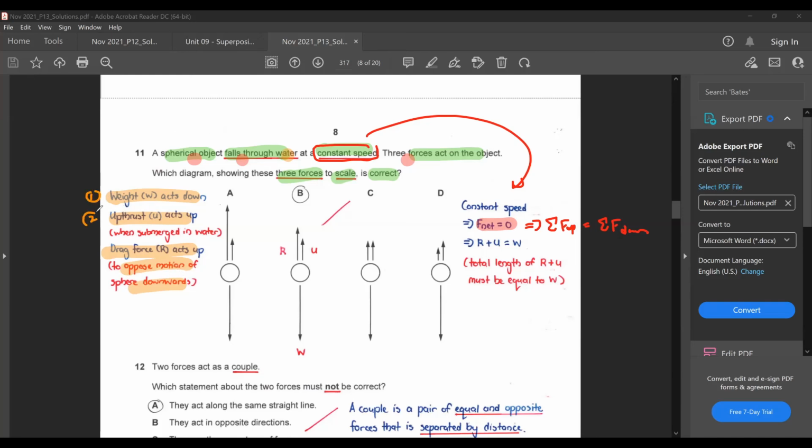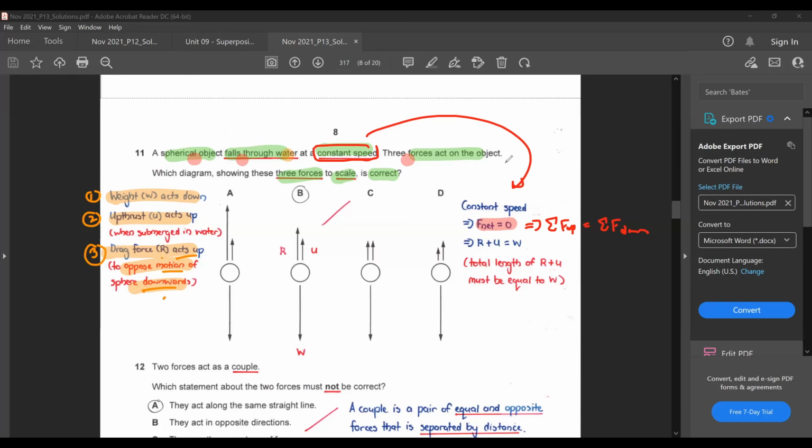1, 2, 3. So drag force opposes motion of your sphere downwards, so your drag force must be acting upwards. Okay, drag force always opposes motion. So if your object was moving down, drag force must be up.